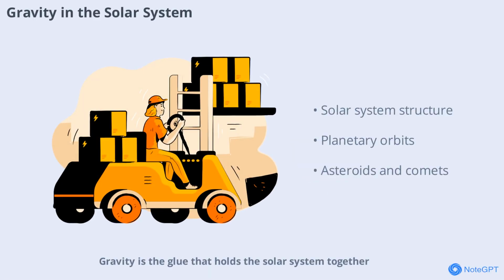Gravity is the glue that holds the solar system together. It keeps the planets in orbit around the sun and governs the motion of moons, asteroids, and comets. Without gravity, the solar system would fly apart. Understanding how gravity shapes the solar system helps us predict planetary motion and explore new worlds.